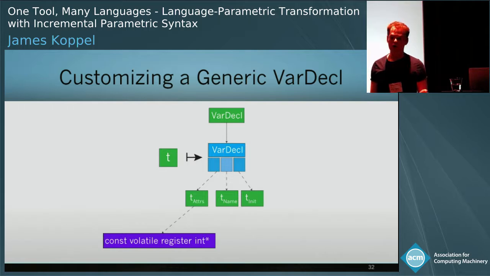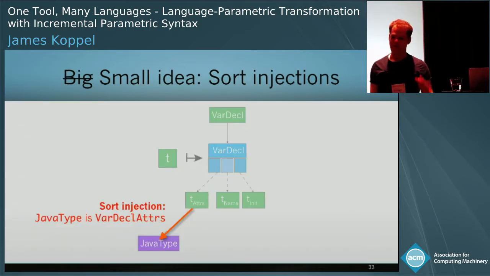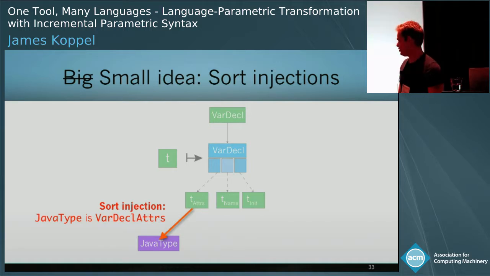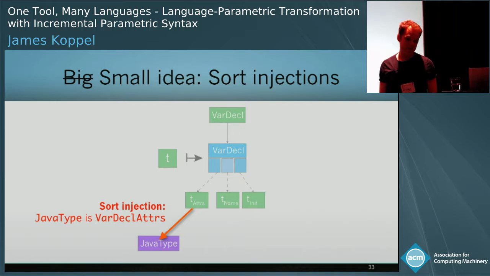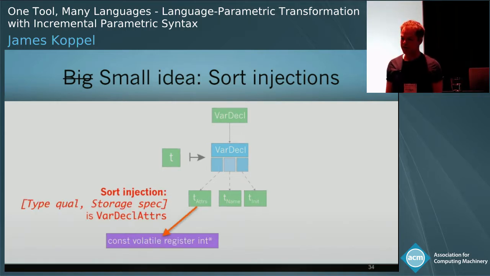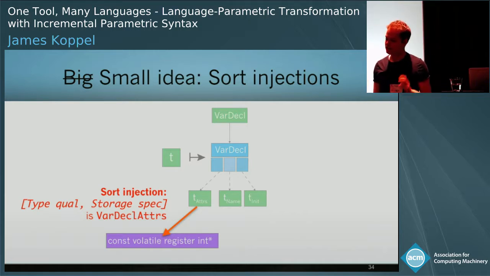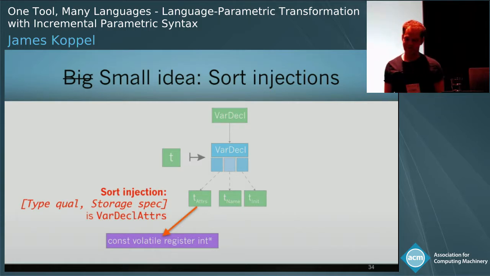So we need a way to modularly say what these variable declaration attributes are and have it be different per language. And we do this with a small idea that solves all the problems: sort injections. We declare that Java type is a subsort of variable declaration attributes in Java, whereas in C, a variable declaration attributes is a list of type qualifiers and sort specifiers, and actually it's more complicated than this, but C. So we want a way to modularly specify these subsort relations, to modularly specify what edges may be in the AST.